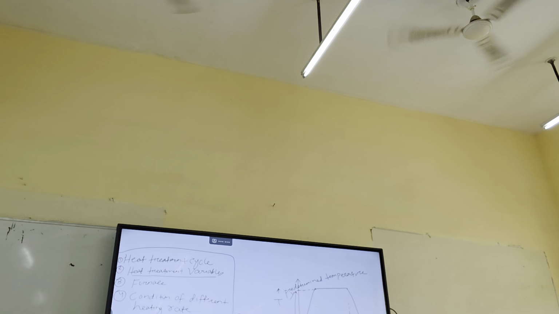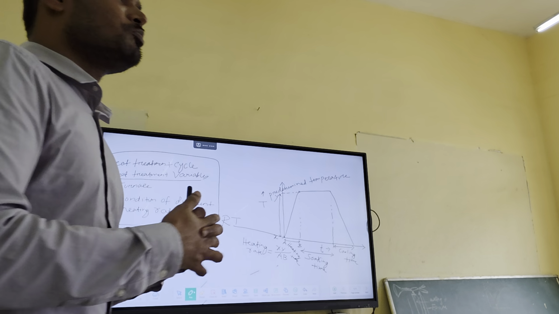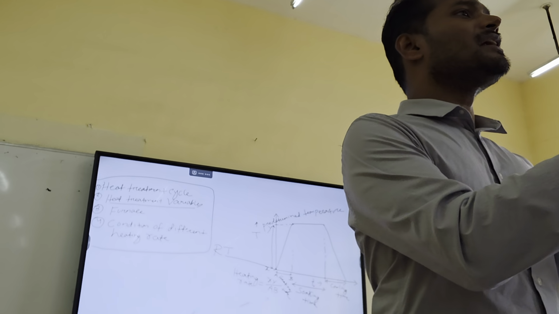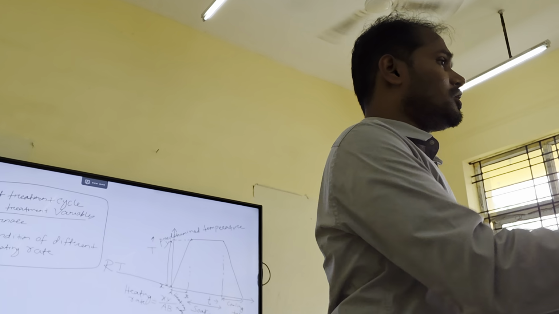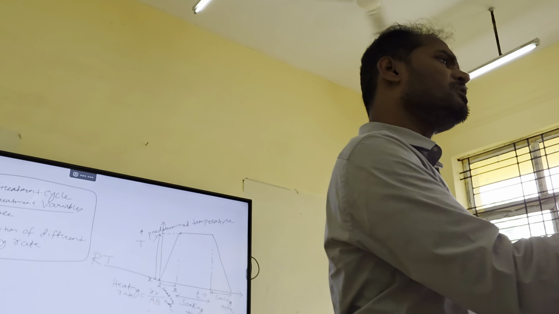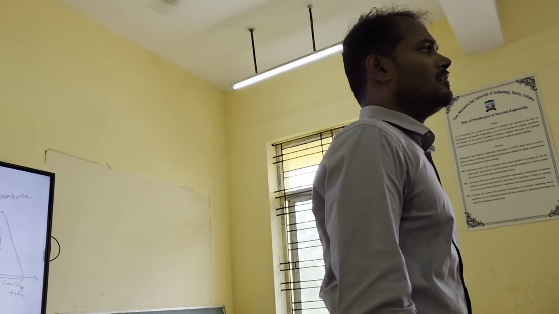To prevent oxidation, we need to maintain an atmosphere. Basically, what kind of atmosphere? Reducing or maybe neutral. Better, we use a neutral atmosphere like nitrogen or argon during heat treatment. Right?